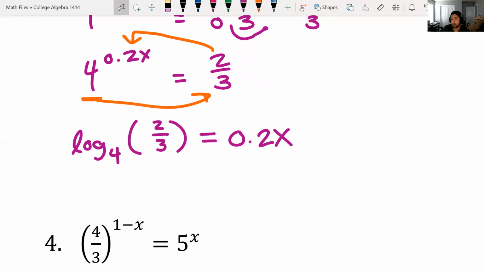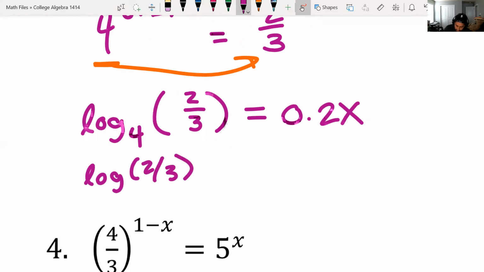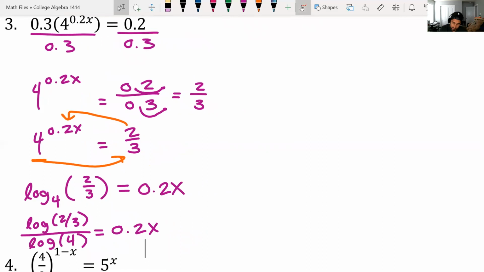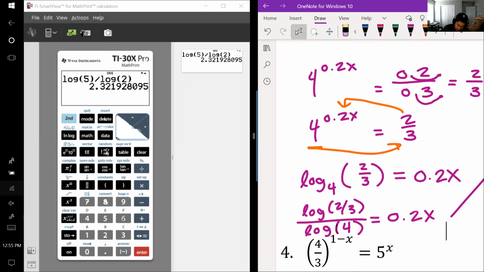Or wait, first we should do, since we're going to calculate this, let's do change of base on the left side first. So this will become log of 2/3 over the log of 4 equal to 0.2x. Okay. And then we'll move this up here. So I have, and I'll calculate it now. So let's see. I'll do log of 2/3 divide log of 4.